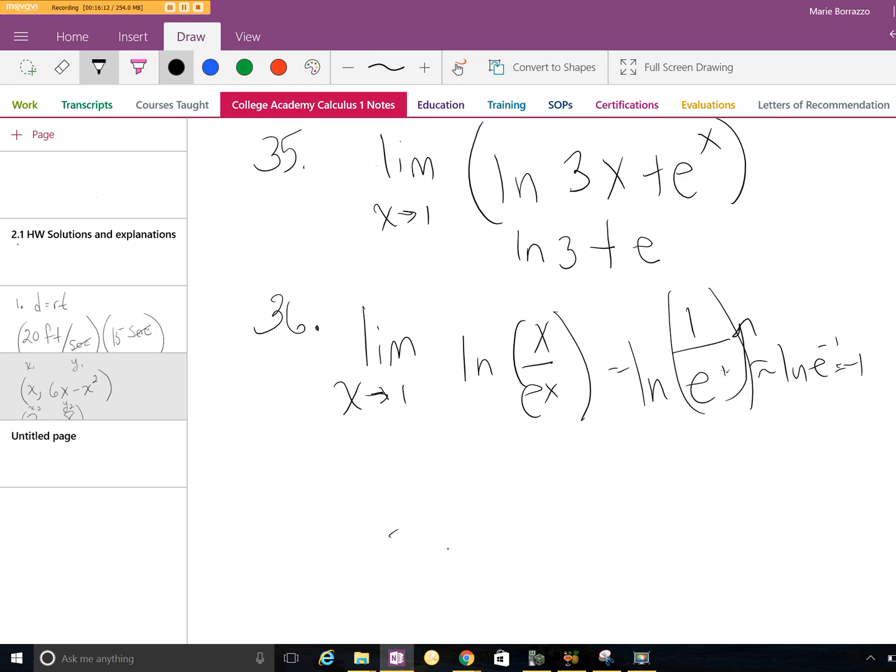Alright, so that's 1 through 36. Those are the ones that would probably give you a little bit of a hardship, so hope that was helpful.